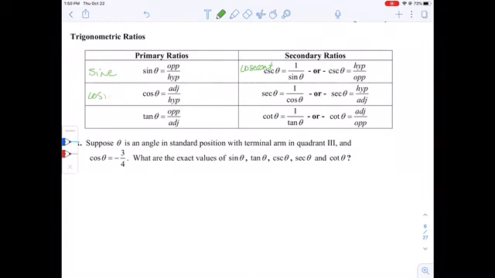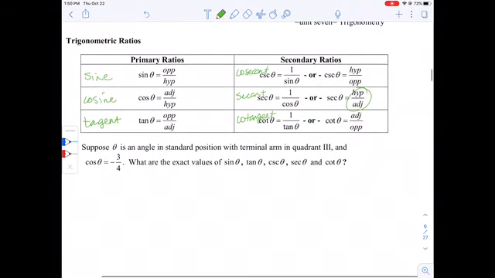Okay, and then the cosine is the adjacent over hypotenuse, and if we reverse those and put the hypotenuse over the adjacent, that is the secant ratio. And the tangent ratio, if we reverse opposite over adjacent and rewrite it as adjacent divided by opposite, we have the cotangent ratio. And we can call cosecant hypotenuse over opposite, or 1 over sine.